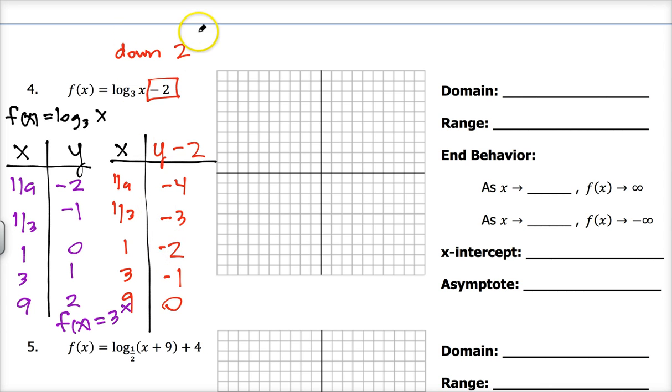Whenever there's a vertical shift, okay, the vertical asymptote won't change. So because there was no horizontal shift here, our vertical asymptote is going to stay at x equals 0. So we have (1/9, -4), (1/3, -3), (1, -2), (3, -1), and (9, 0).